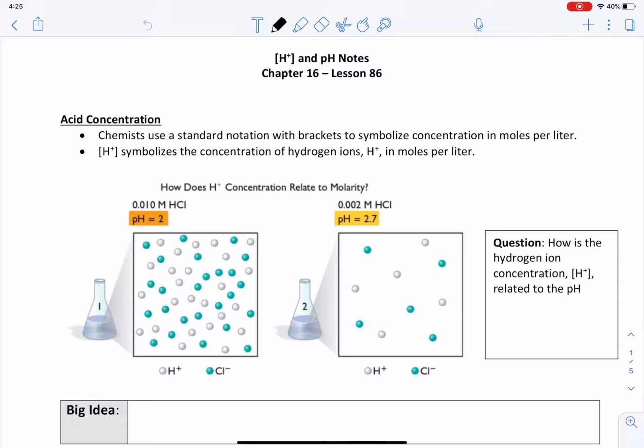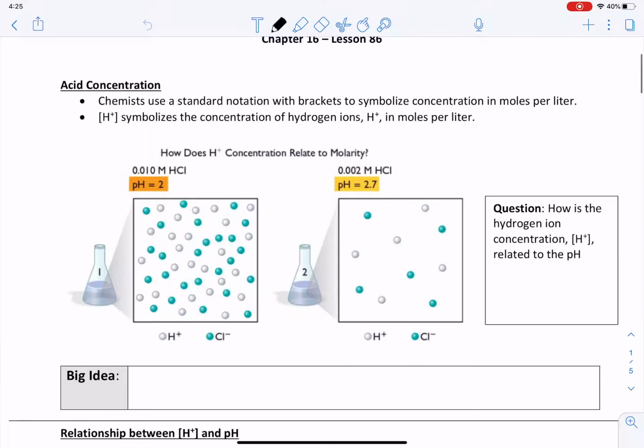And in this video, we're going to talk about the concentration of hydrogen ions in acid and base solutions and how that is related to the pH of solutions. So just starting from the top here, we're looking at acid concentrations, and we want to look at how pH and hydrogen relate to each other.